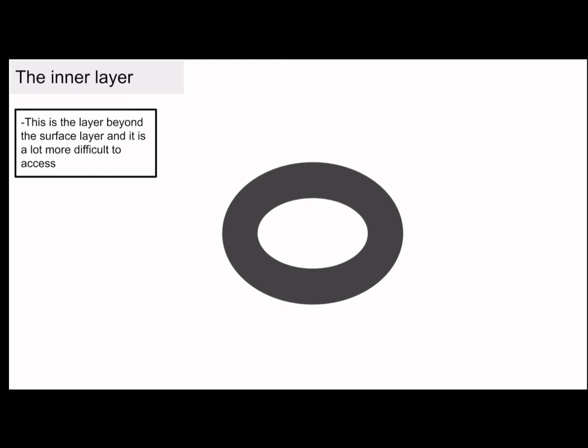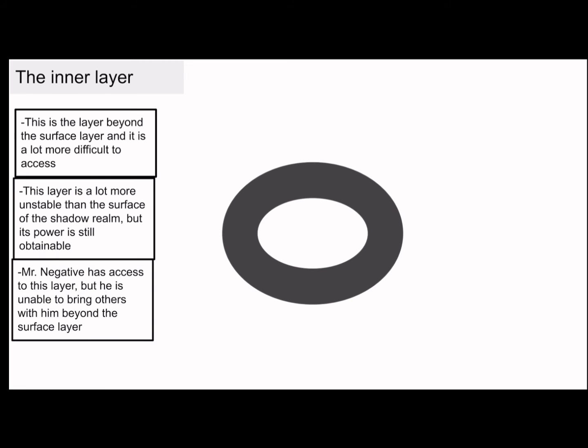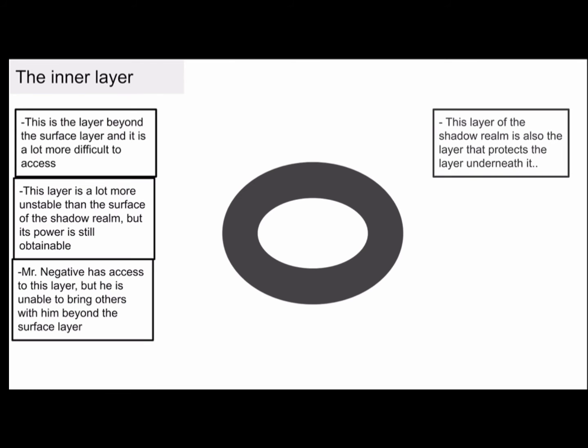Moving on to the next layer of the Shadow Realm, this is the inner layer. As you can see, it's represented by a darker shade of gray. So as you already know, this is the layer beyond the surface layer, and it's a lot more difficult to access. This layer is a lot more unstable than the surface of the Shadow Realm, but its power is still obtainable. And Mr. Negative has access to this layer, but he's unable to bring others with him beyond the surface. And this layer of the Shadow Realm protects the layer that's underneath. That layer being the core.